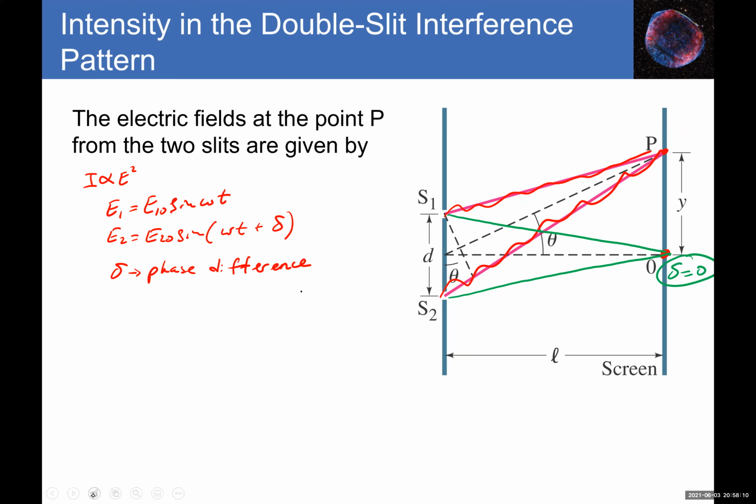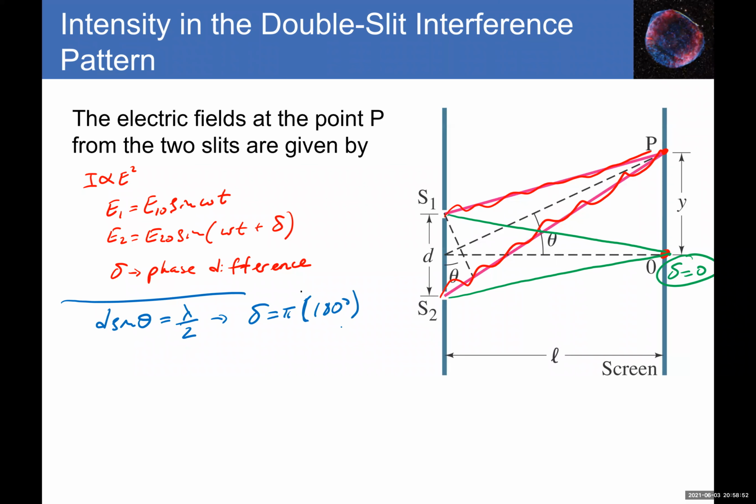Now, if the difference in path length from P to S1 and S2, at a different point P, is d sine theta equals lambda over 2, then the two waves are exactly out of phase. That means they're out of phase by 180 degrees, so delta is equal to pi.